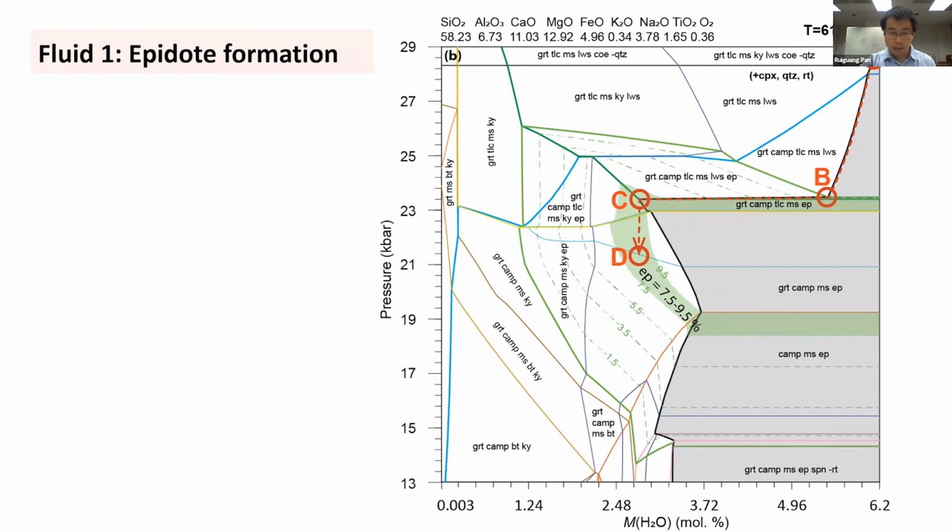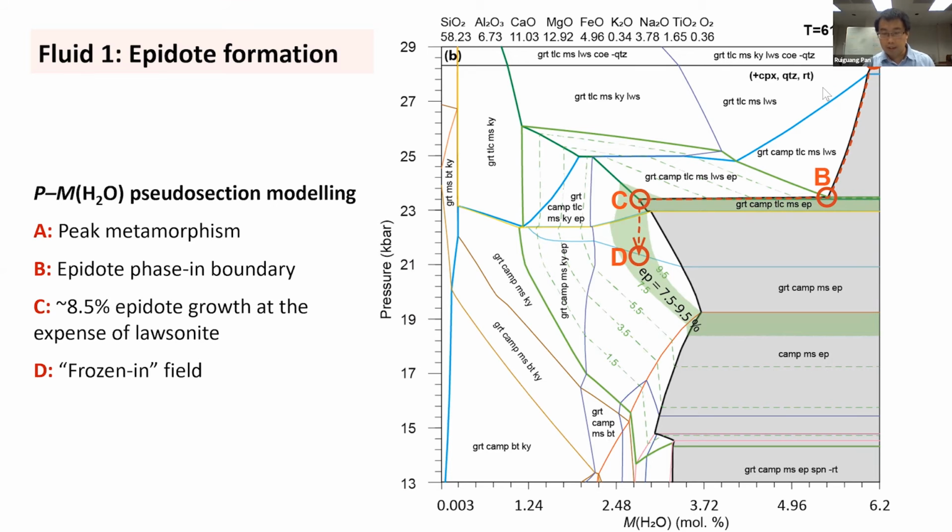Let's first look at how to model fluid one. For the epidote formation, if you look at point A in this pressure-water section, which is at 610 Celsius, point A is the peak metamorphism. B is the phase-in of the epidote. C is 8.5% epidote. That means from B to C, the epidote grows from 0 to 8.5% at the cost of lawsonite. See also the phase-out of lawsonite. From C to D is going into the fluid-in field.